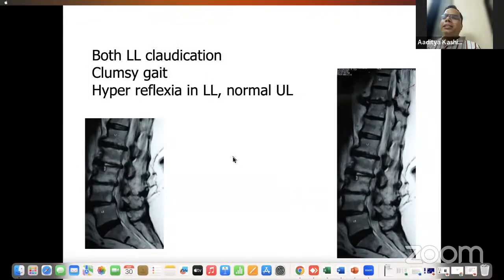And whether they have bowel bladder issues. If they say yes to any of these things, also if it is the dorsal spine, sometimes they complain of girdle pain. They feel tightness around their chest or in the abdominal region. So these are telltale signs where you can think of cord compression, and you can dig into that history and ask for relevant investigations. So just don't concentrate on the lumbar region. Always rule out dorsal and cervical regions.